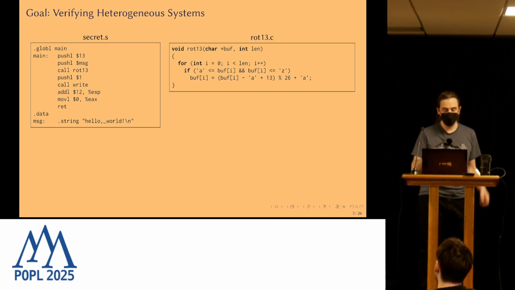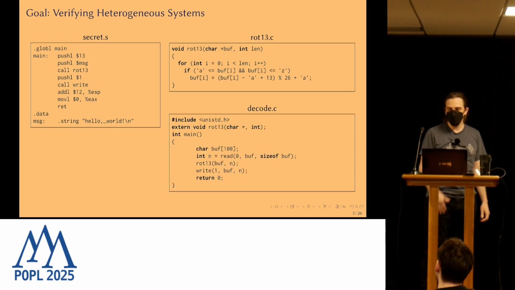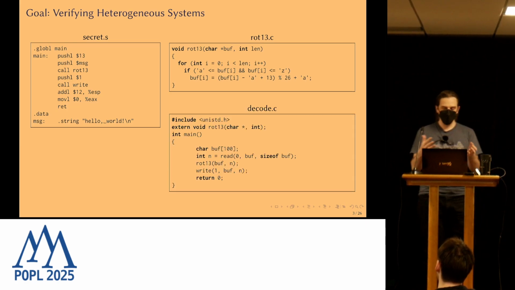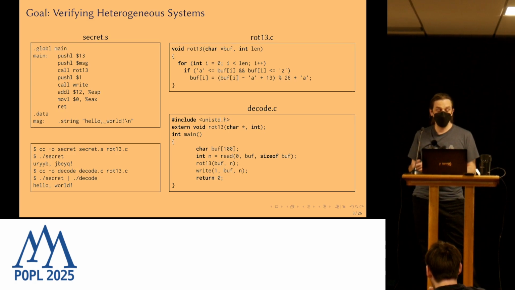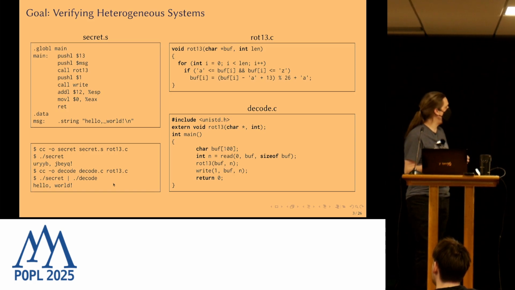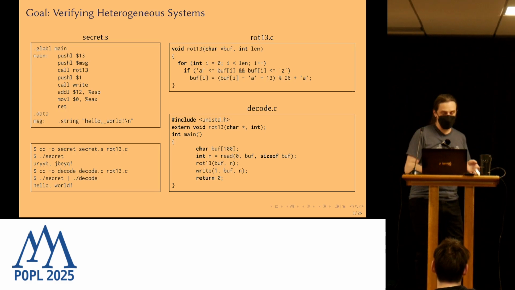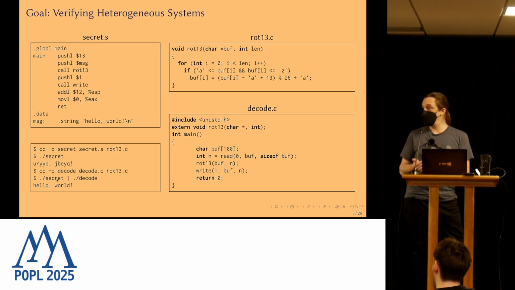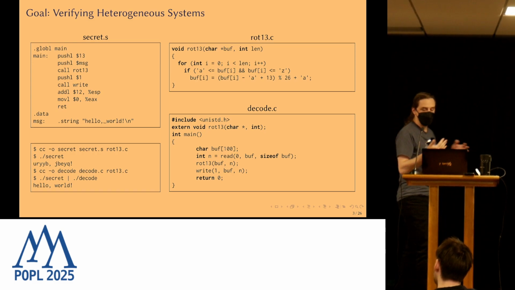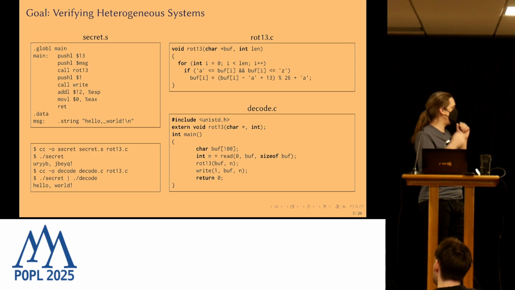Now we could have a second program that also uses this ROT13 library, whose goal is to decode this message, and so it's going to read some data from the standard input, apply this transformation, invoke the right system call to display the result. And so what we want to verify here is that if we compile and link these two programs in the obvious way, and we combine them together by feeding the output of the first to be used as the input for the second, then it will indeed display the message hello world on the standard output.